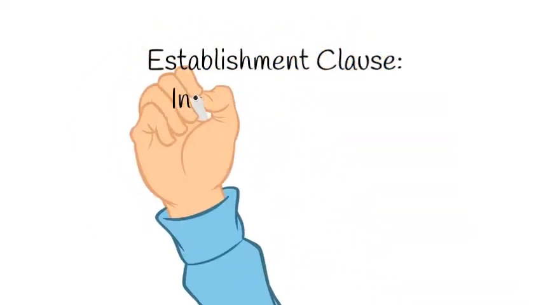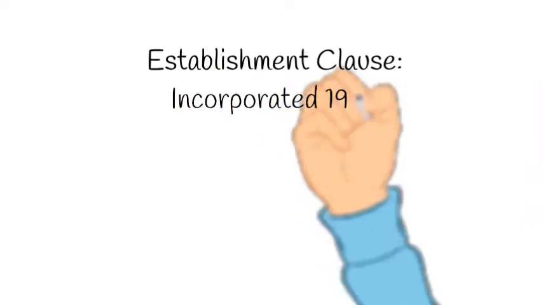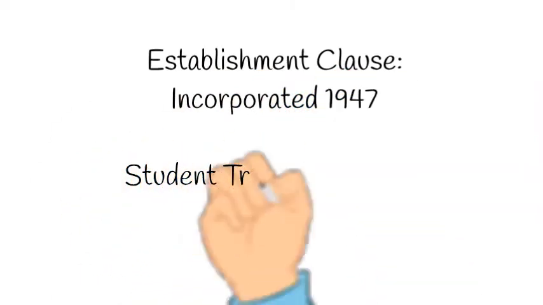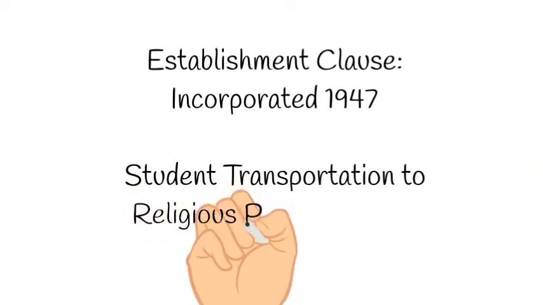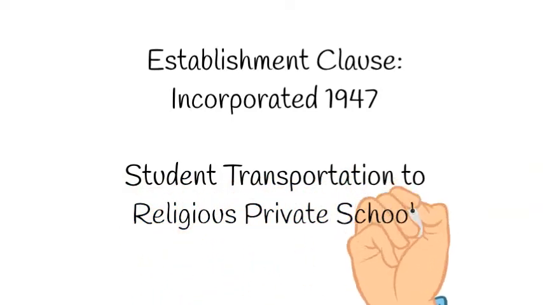The Establishment Clause was not incorporated until 1947, when a case about the state subsidizing transportation for students attending a religious private school came before the court.